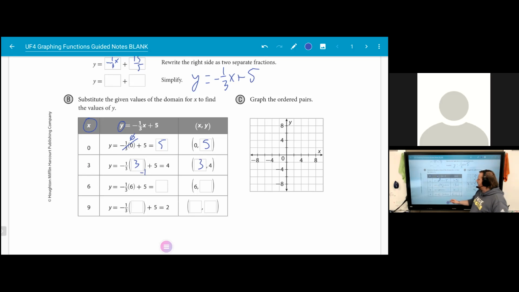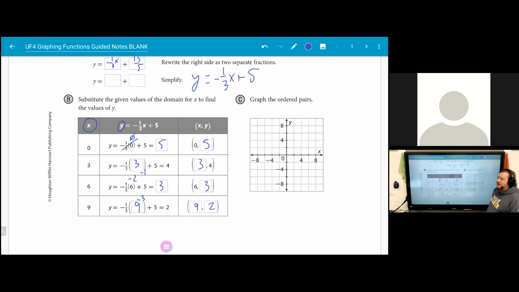Let's check 6. If I plug 6 in, negative 1/3 times 6 is negative 2. Negative 2 plus 5 is 3. So when X is 6, Y is 3. Let's check 9, because we need to. Negative 1/3 times 9 is negative 3. Negative 3 plus 5 is 2. So when X is 9, Y is 2.